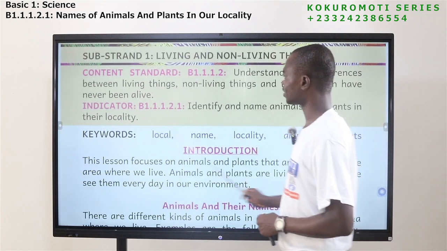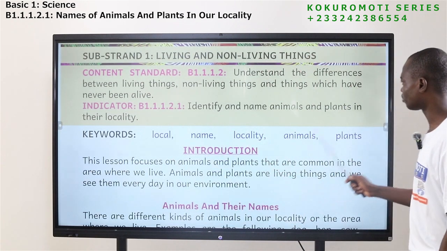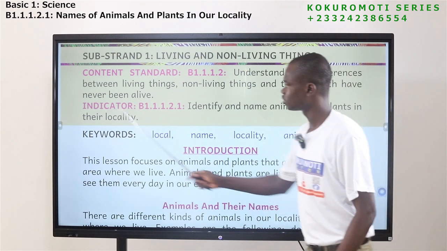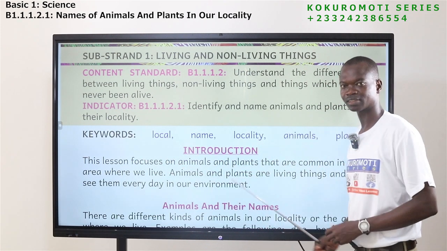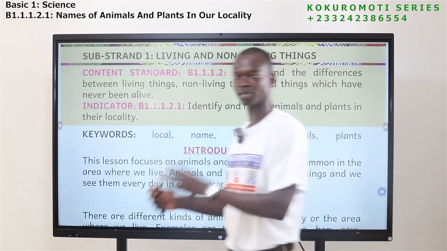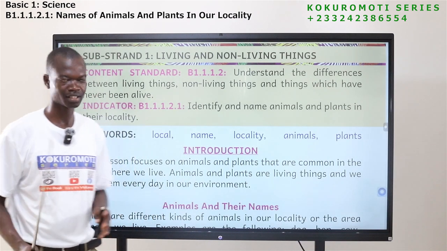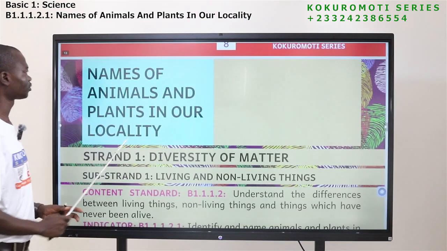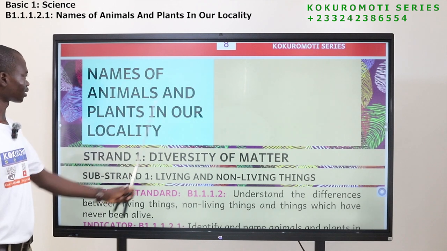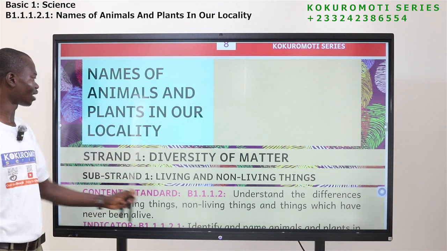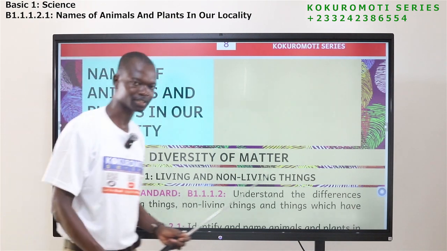We have an indicator here: identify and name animals and plants in their locality. So today we are going to look at animals and plants in our locality. The heading for today's lesson: names of animals and plants in our locality.